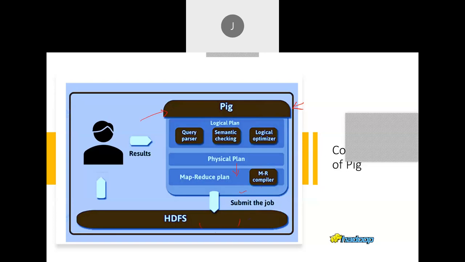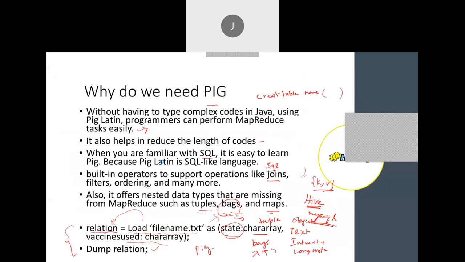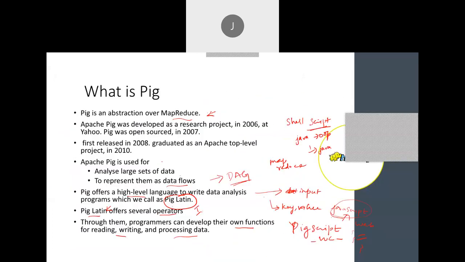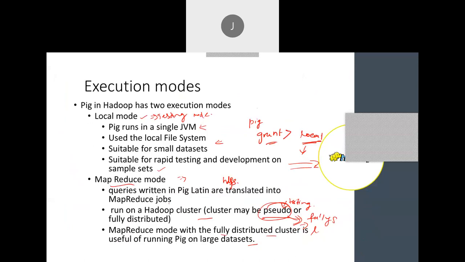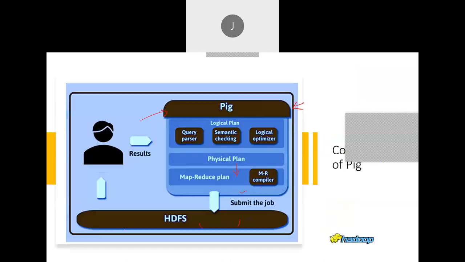Okay, queries written in Pig Latin are translated into MapReduce jobs. Here it will not run a MapReduce. It will not start a MapReduce. MapReduce means the splitting of data and doing a mapping task and reducing task. That will not happen in local mode, whereas it will happen in the MapReduce mode. Okay, queries written in Pig Latin are translated into MapReduce jobs and run on the Hadoop cluster.